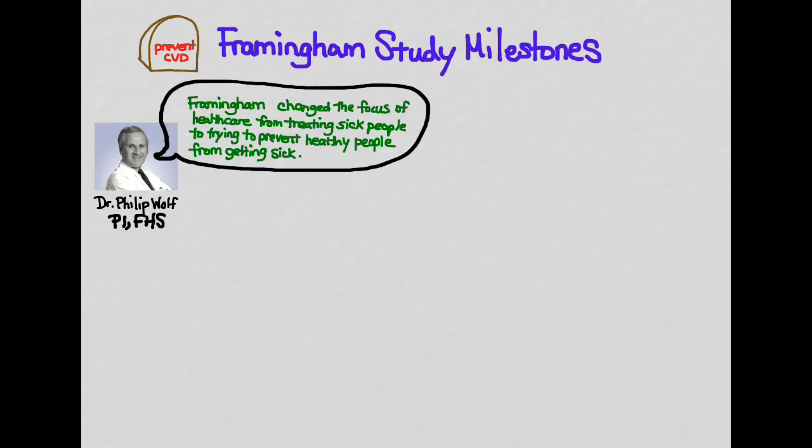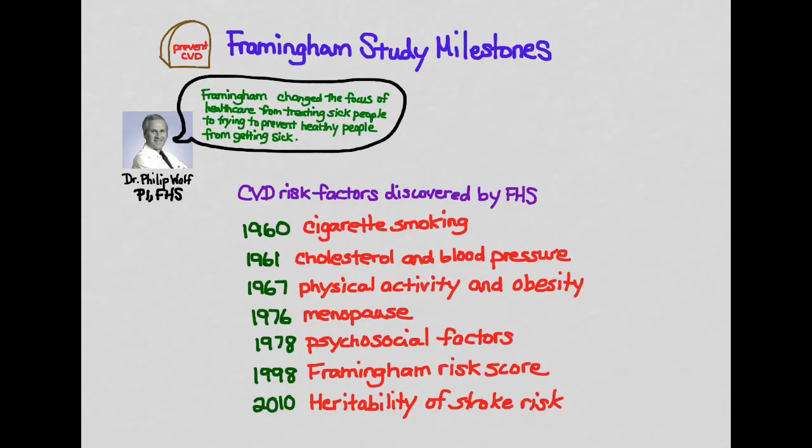So the Framingham Heart Study basically put preventive medicine on the map, and as this quote shows by the current PI, or head of the Framingham Heart Study, Framingham changed the focus of healthcare from treating sick people to trying to prevent healthy people from getting sick. So the whole idea of risk factors did not exist before the Framingham study, and these are just some of the milestones. You don't have to remember these, but it's just to point out how significant this study was in our current understanding of cardiovascular risk.